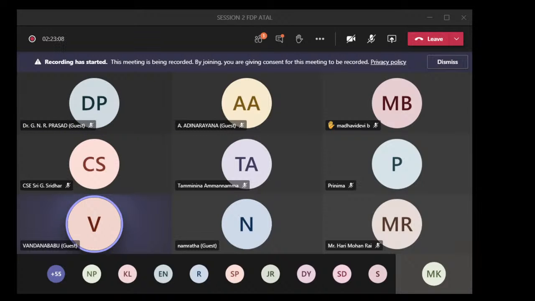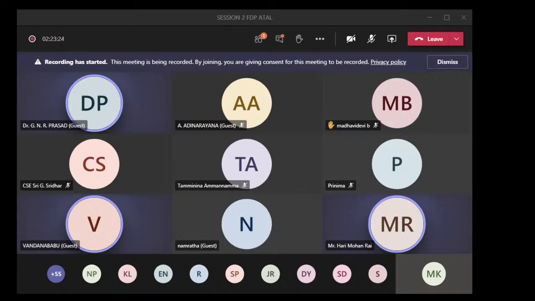Any more questions? Any more questions from participants? Yes, I typed one question in the chat box. Can we have any case study where deep learning helps the farmer?